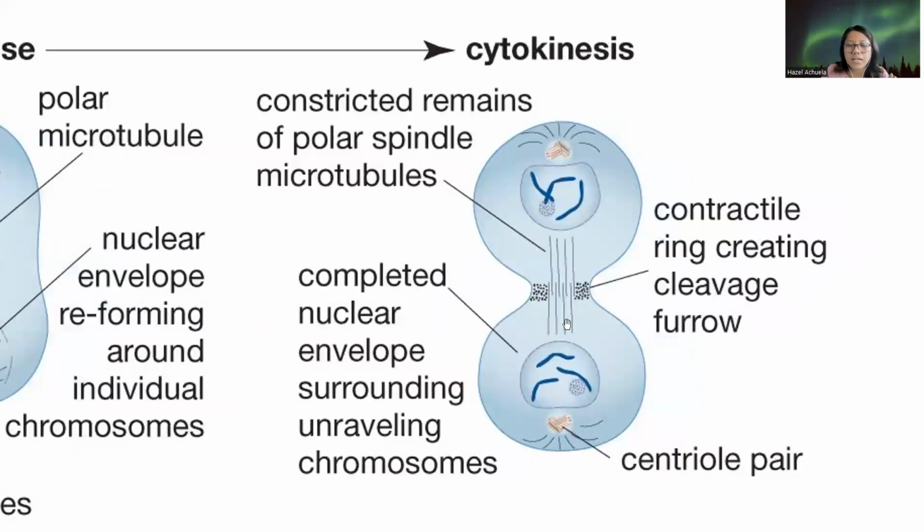And then, finally, at the end of mitosis, fully formed na yung ating nuclear envelope protecting or surrounding the chromosome. Unraveling chromosome. So, single-stranded na yung ating chromosomes. Okay? Single-stranded yung chromosomes.